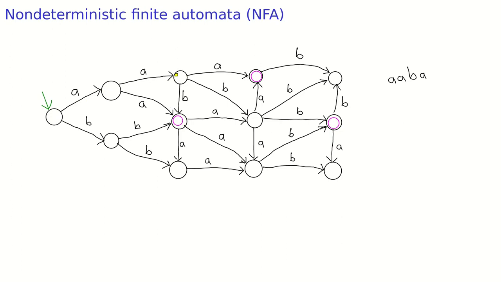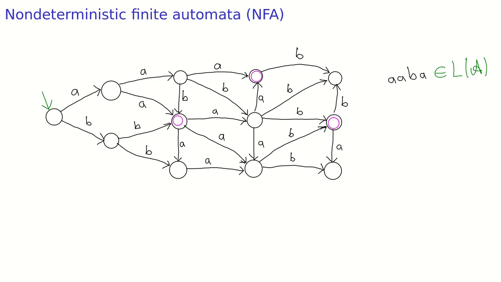And see, in this universe, we accepted. So there was a path to read the word and end up in an accepting state. This means the word AABA gets accepted. That's because there was at least one way to read the word AABA and end up in an accepting state. And if we have found one such way, then we don't care anymore. The word gets accepted.